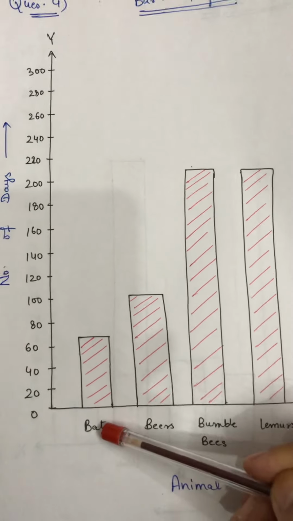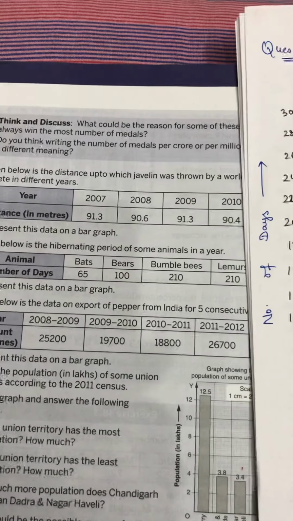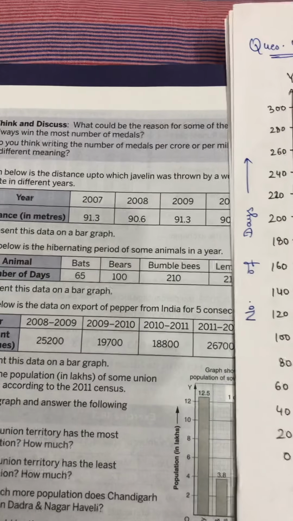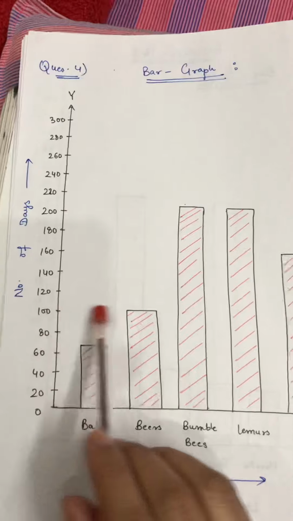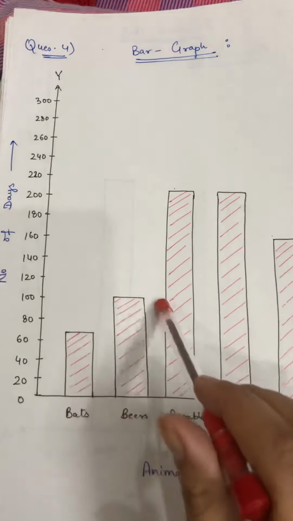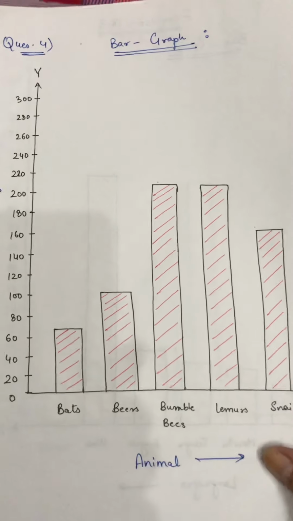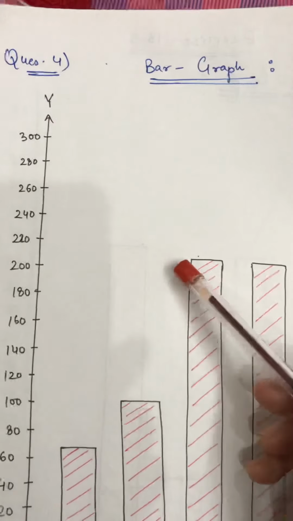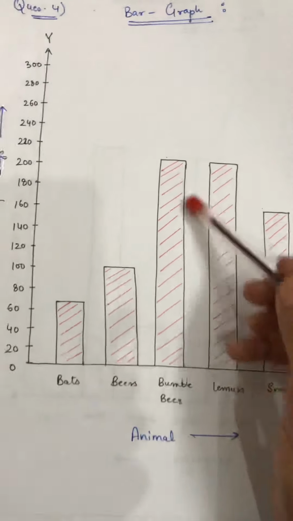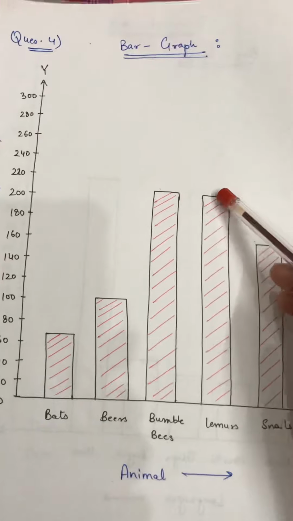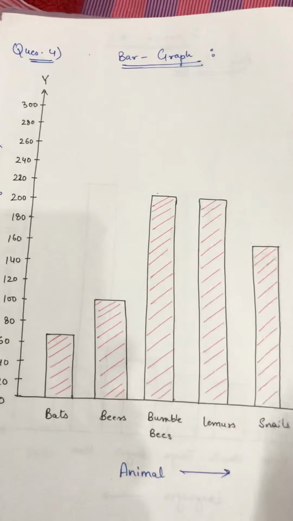Okay, that is bats. Next will be bears, that is 100. So 100 is here, it is exact 100. So bear will go up to 100. Next is bumblebees, it is 210, slightly above 200. Lemurs again 210. Okay, this will be same.